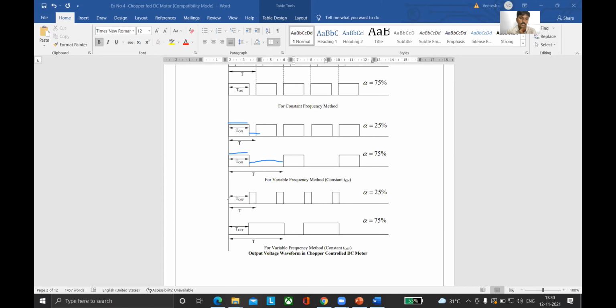Now the off time is kept constant. Now we are increasing the on time. Here it is 25% of the on time, and this is 75% of the on time. So here also the total time changes, and so the frequency changes. In this way, we can control the output voltage using two methods: the constant frequency method and the variable frequency method.